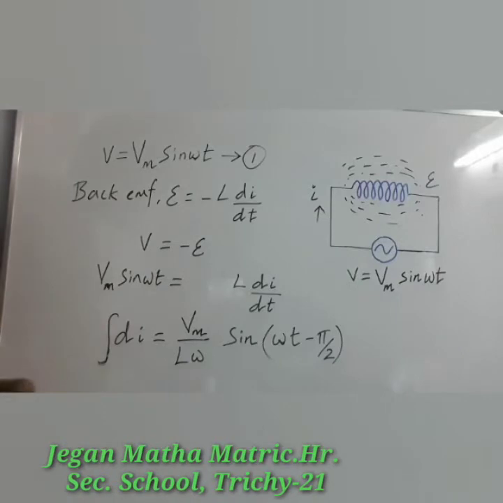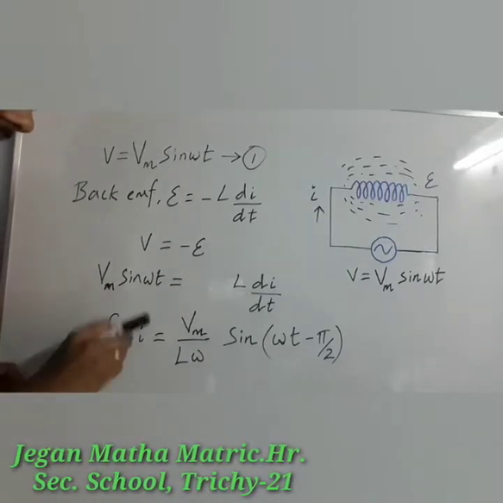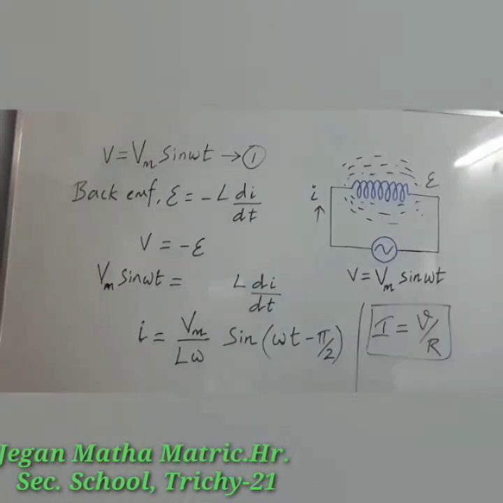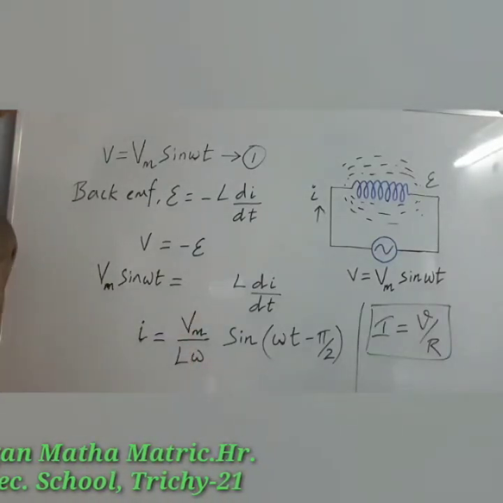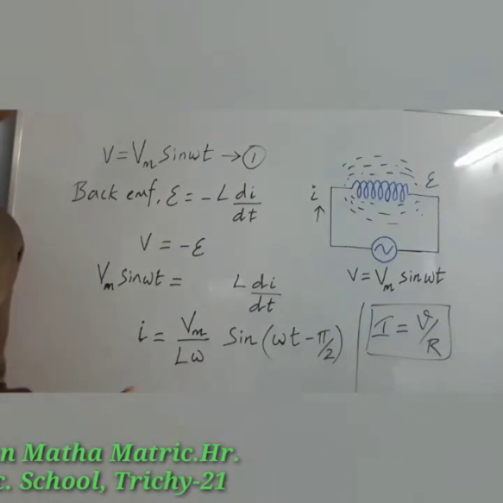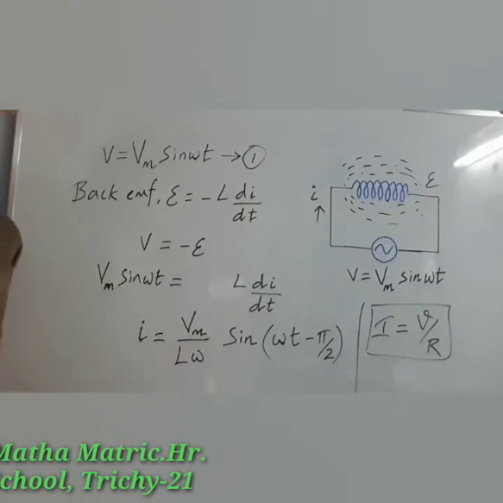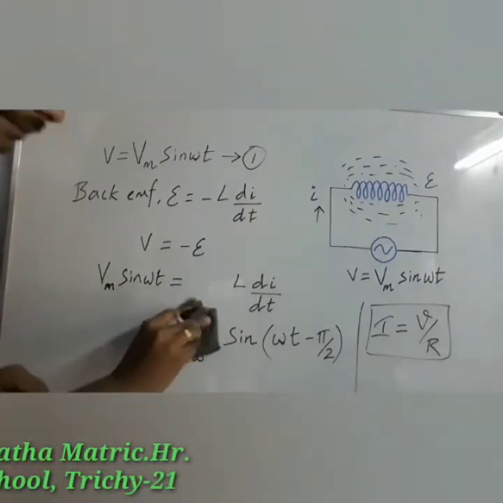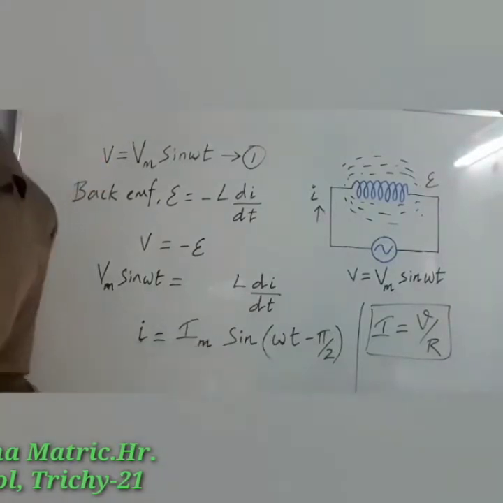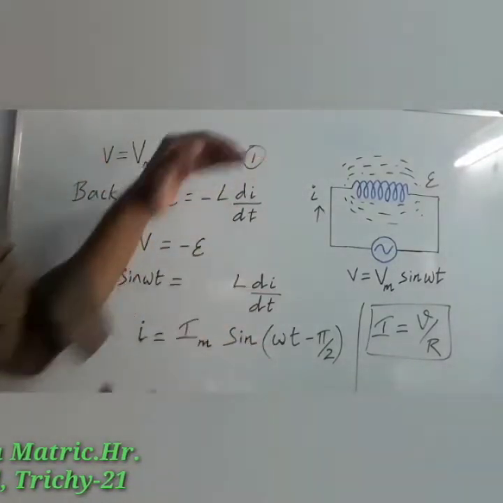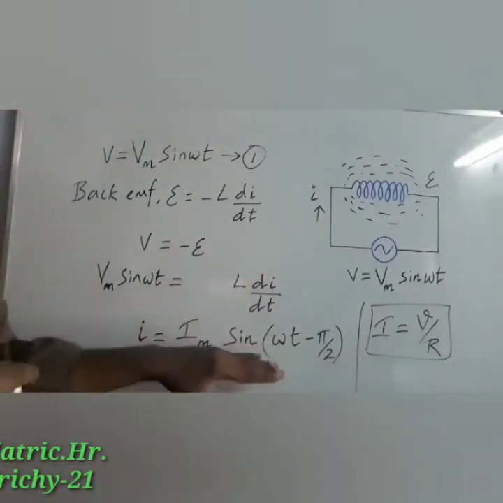Here at the left side, integrating the dI, what will be the value? Current I. So let's say current I is there. Here Vm by L omega is nothing but the peak value of the alternating current in the circuit. So it can be written as the peak value of the current, Im. We are going to compare the first equation and let us take this as the second equation. So let me write here.